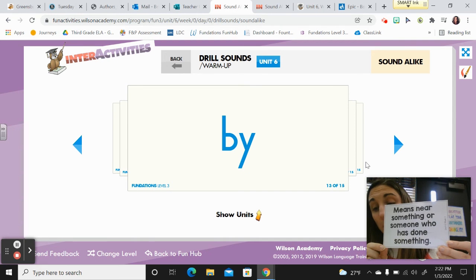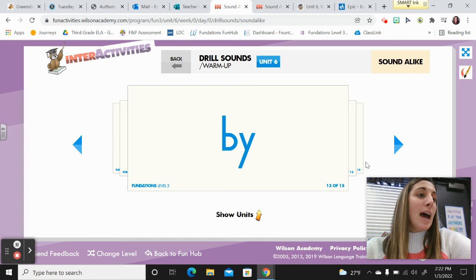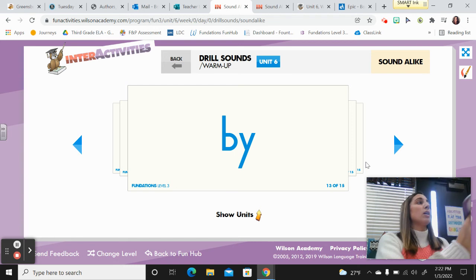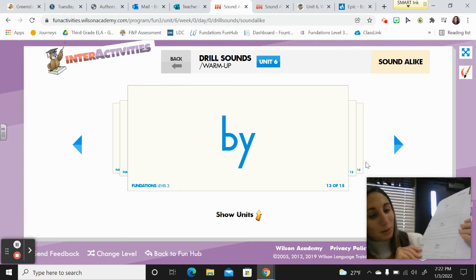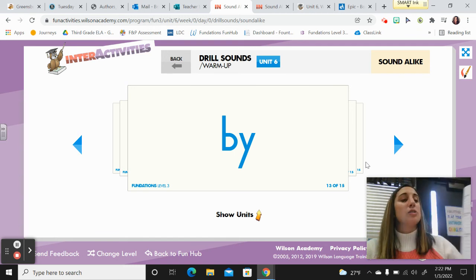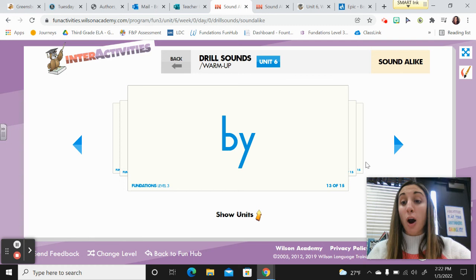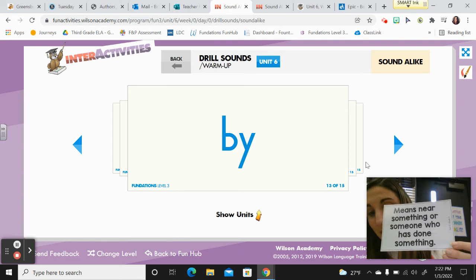While we're introducing these words and the definitions and the signals, if you have your student notebook at home, take it on out. And we're going to add these words to our sound alike section, which happens to be all three of them on page 93. So we're going to start with by. Let me hold this up in front and pause the video so you can write it down. Okay, pause, write it, and then come back when you're ready.